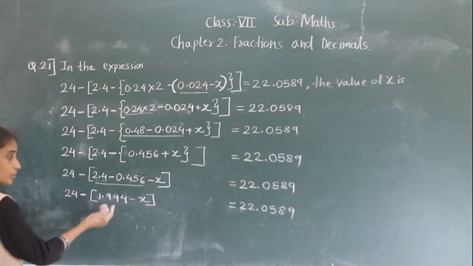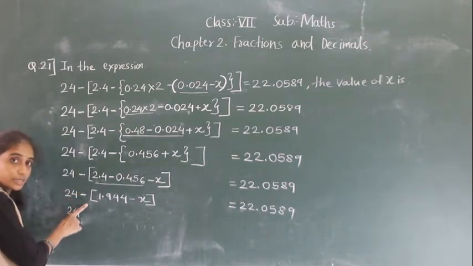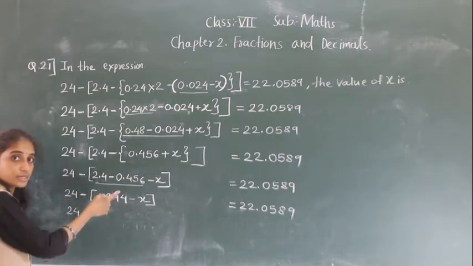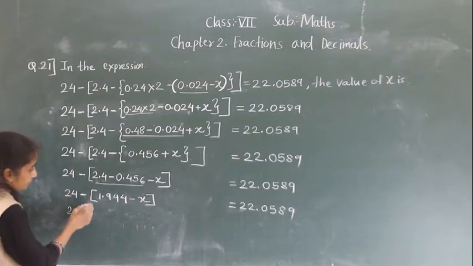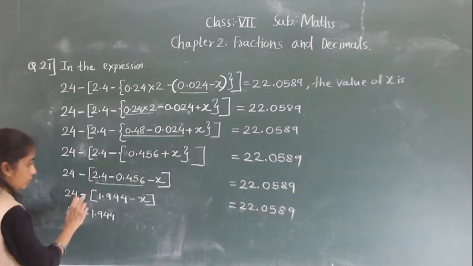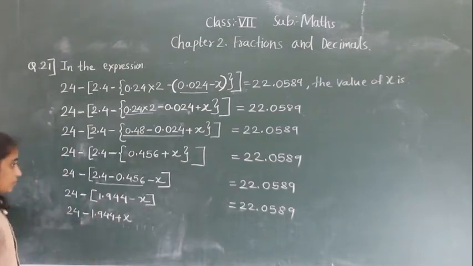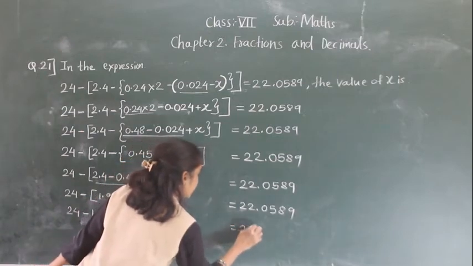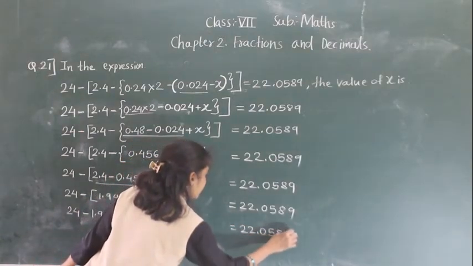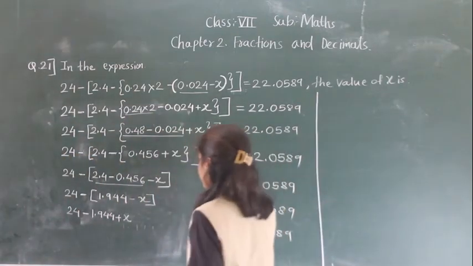22.0589. Now what are we going to do? So again, out of this bracket, out of the negatives. Yes, if out of the bracket negative sign, inside the bracket the numbers' signs will change. Okay. We will open the bracket. So minus 1.944 minus x. When we open the bracket, it will become plus after the bracket negative sign. So it will become plus, is equal to 22.0589.